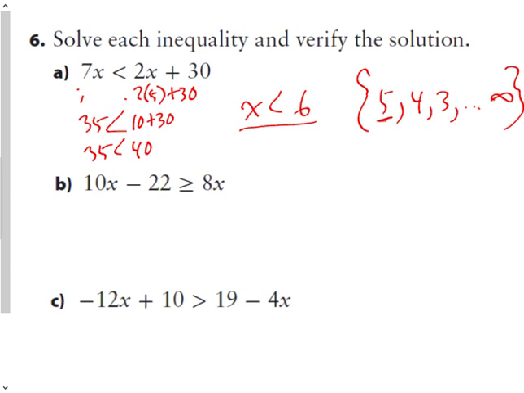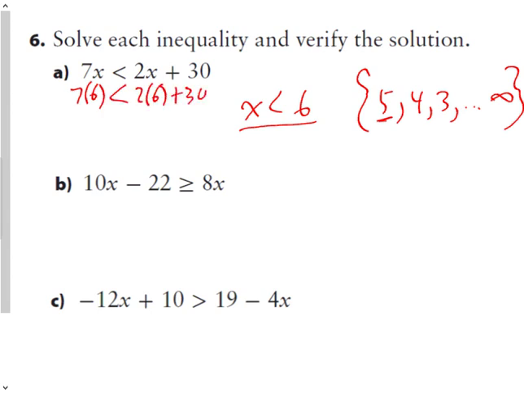And if I actually put the number 6 in there, which would be the first whole number that shouldn't work, I would get 42 here, and I would get 42 here, and 42 is not less than 42, so 6 would be a whole number that definitely doesn't work. So my solution seems valid.